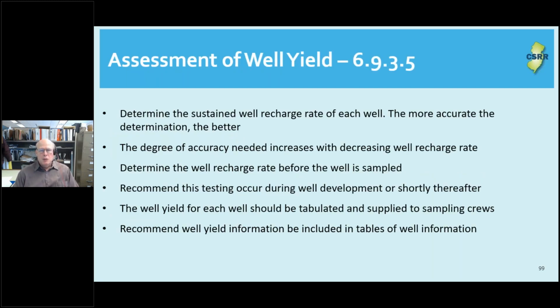To reduce the potential for well drawdown problems to occur during sampling, DEP recommends that the recharge rate of each well be accurately determined. The lower the well recharge rate, the more important the need for an accurate recharge rate to be determined. This is because wells with low recharge rates are much more prone to develop undesirable amounts of drawdown during well purging. It is recommended that the well recharge rate be determined during well development or shortly thereafter.